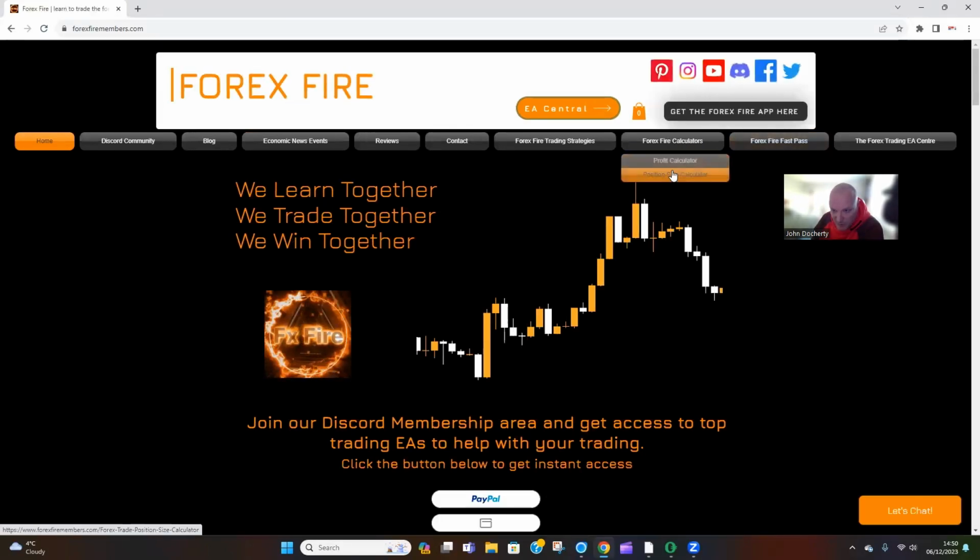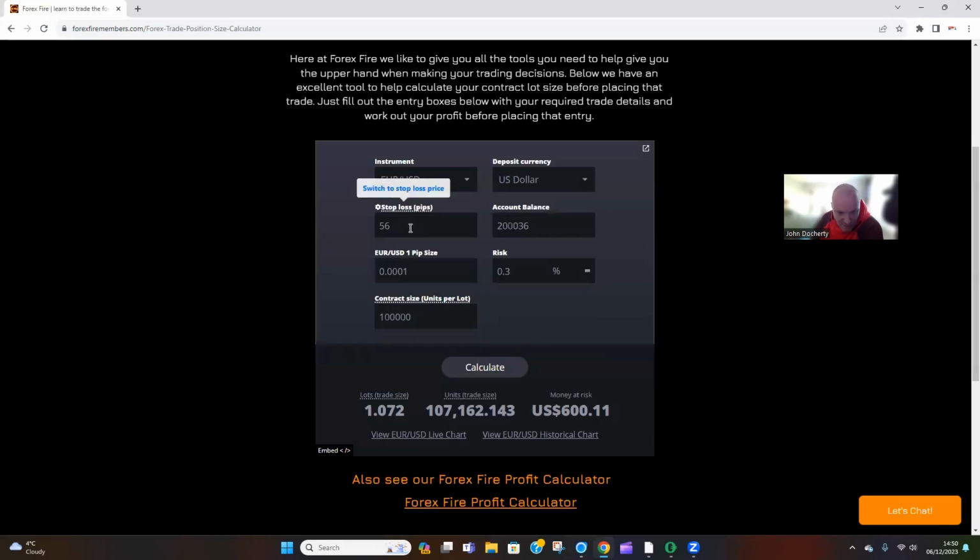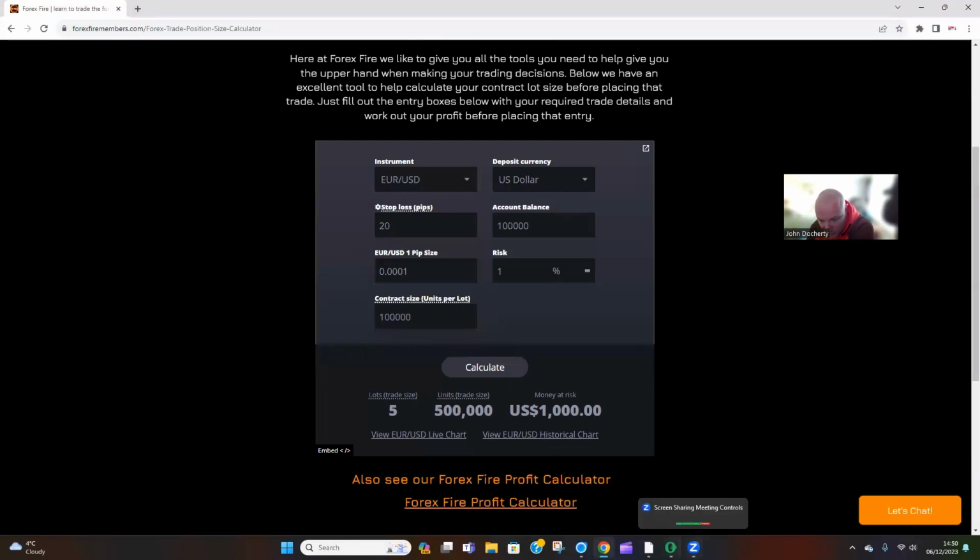Let's load up the position size calculator. From there, we're going Euro USD. We're going 20 pips. Okay, we're going 100,000. And we're going to risk 1% on the trade. We're going to calculate. Okay, so this is telling me on here I need to do lots of 5, exactly 5. So I'm just going to go back into this.